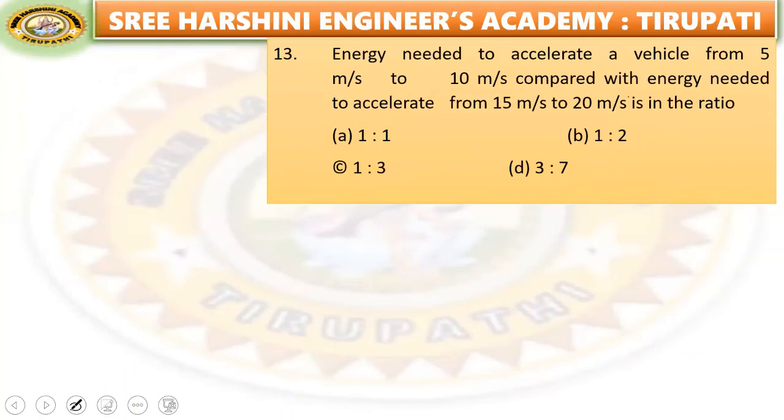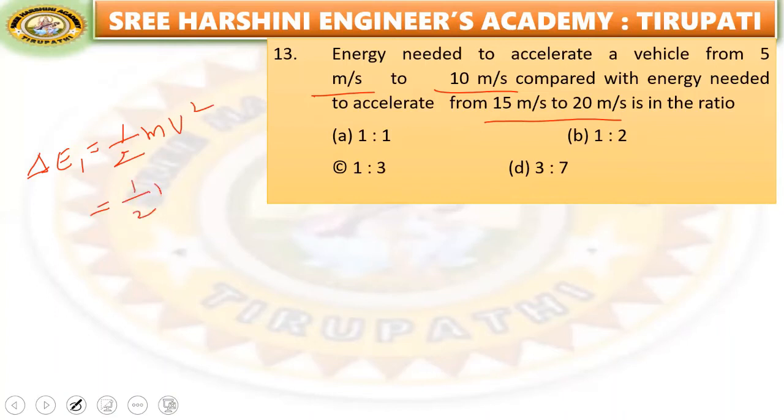The energy needed to accelerate a vehicle from 5 meter per second to 10 meter per second, compared with the energy needed to accelerate from 15 meter per second to 20 meter per second, is in the ratio. Here the kinetic energy needed in the first case, delta E1, is equal to half m v square, that is, half into m into 10 square minus 5 square. So it becomes 75 by 2 m.